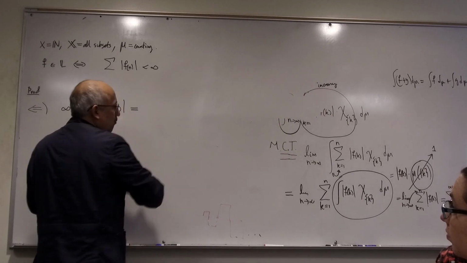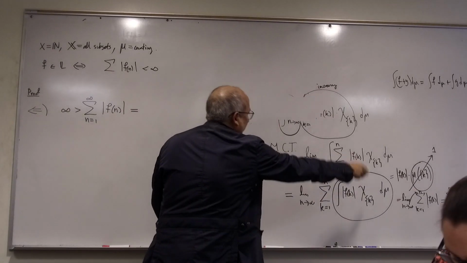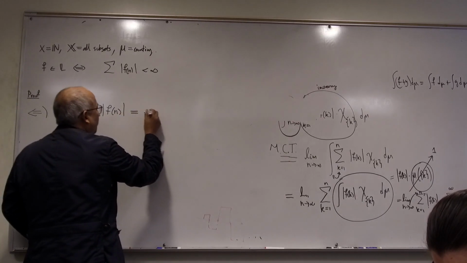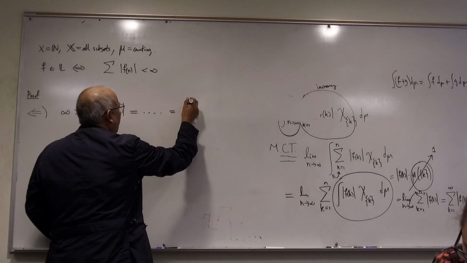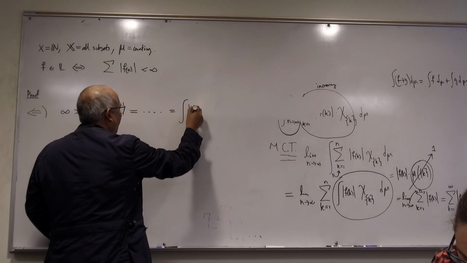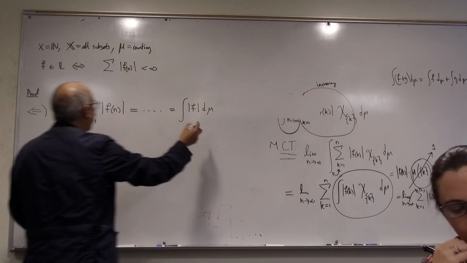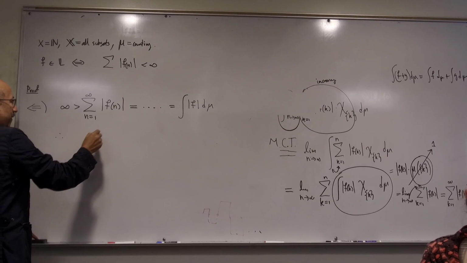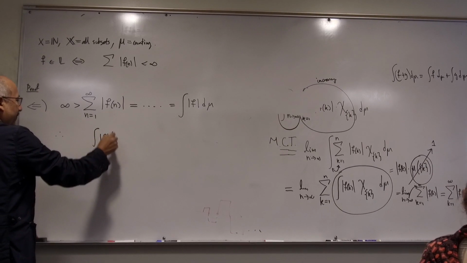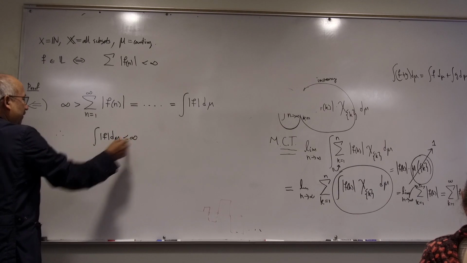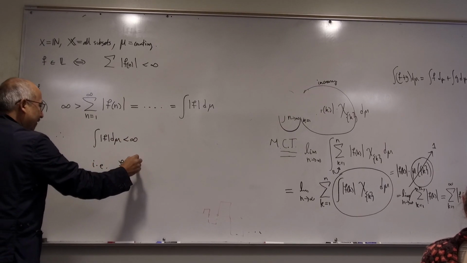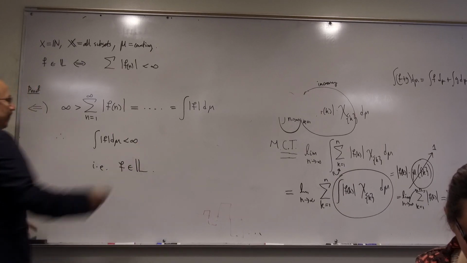So you just work it backwards, right? This equals, and therefore you achieve that this is equal to, what was the other one? The integral of f d mu. So therefore, what's the conclusion? The integral of f is less than infinity. In other words, f is in L.